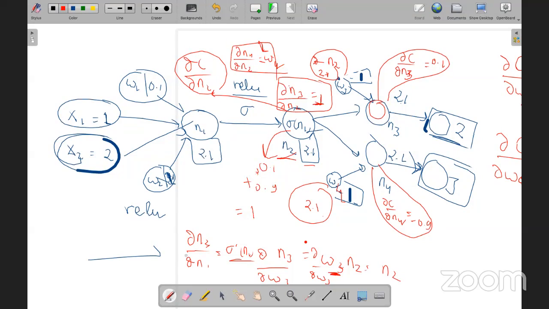And what is sigma prime of n1? It depends on the value of n1. So what is n1? n1 is positive. So it means that if you are using ReLU, the derivative should be 1, and you put a 1 there. Okay, let's just do it fast. And you do this for W2, and I hope you get the thing. If that was negative, then what would you do? I'll put 0. If it's 0 or negative, then I'll put 0.